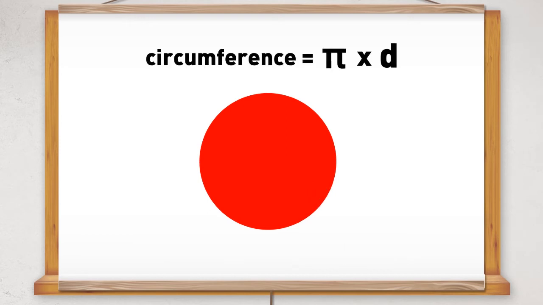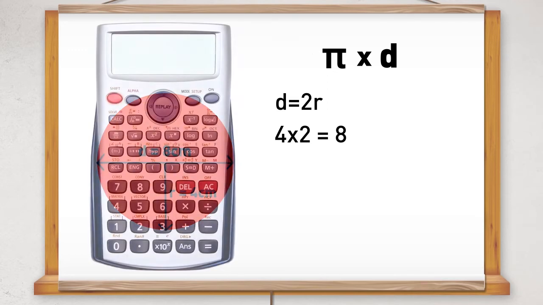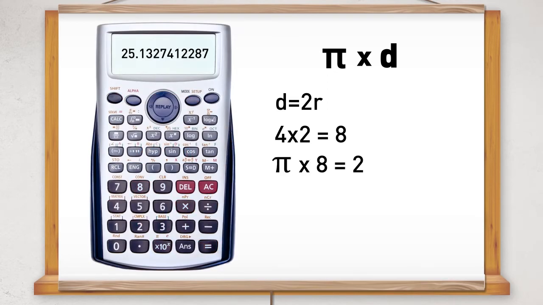So to find the circumference of this circle, pi times d, we need to first of all find out the diameter of the circle. The radius is half of the diameter, so we will know what the diameter is. 4 times 2 is 8. The diameter is 8 centimetres. So pi times 8 equals 25.13 centimetres, rounded to 2 decimal places.